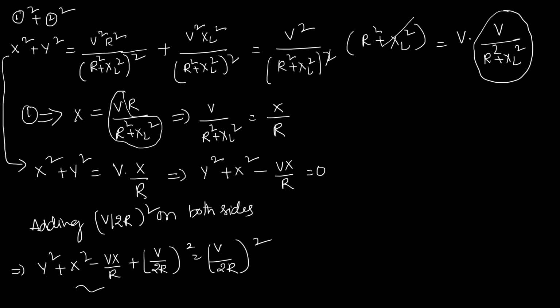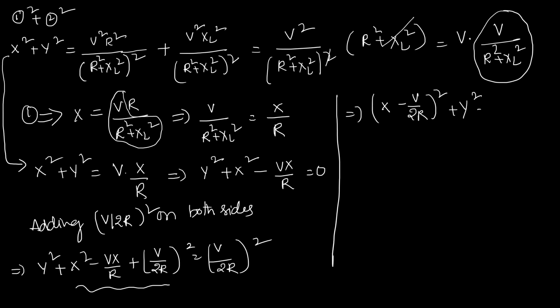Now look at this portion. It looks like a minus b whole square. So first I'm writing that part, that is x minus V by 2R whole square. Now go for the y square term. So y square equal to V by 2R whole square.